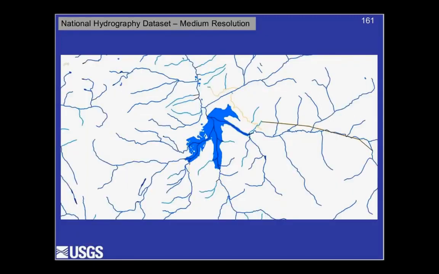Several years of joint development and planning by the USGS and the EPA finally led to the production of the National Hydrography Data Set, which was completed in 2002. The data set was an immediate success and was put to use by scientists and resource managers around the country.